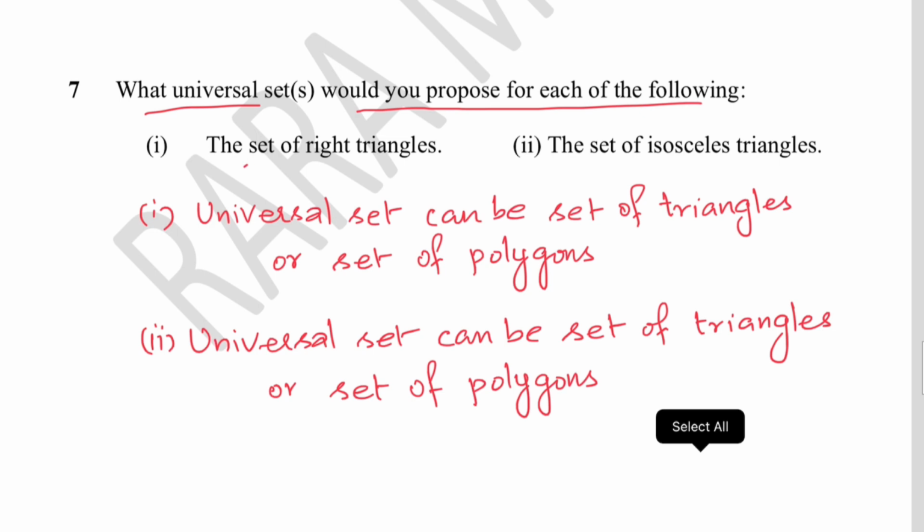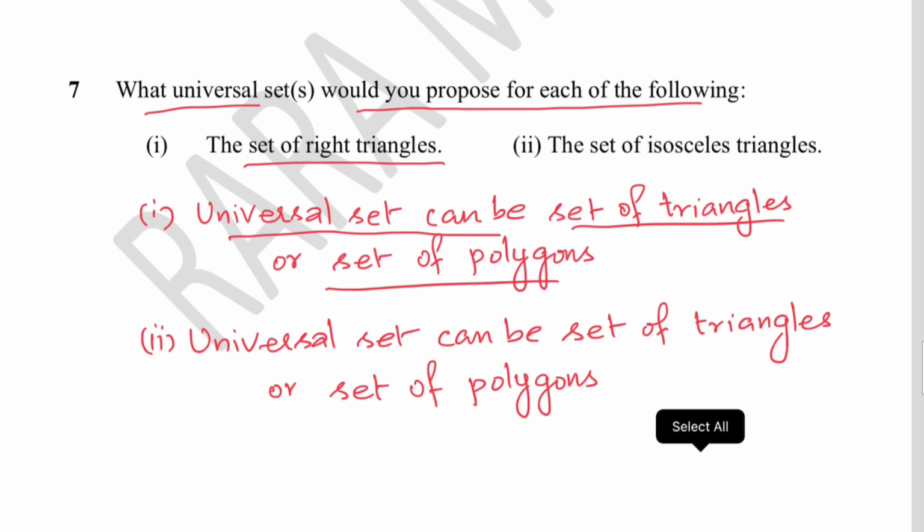So, what universal set would you propose for each of the following? Question number 7. The set of right triangles. Obviously the set of right triangles is a part of the set of triangles. Therefore the universal set can be the set of triangles, or you can say the set of polygons. Polygon means many-sided figures, so it can be said like that. There are different types of triangles: equilateral triangle, isosceles triangle, scalene triangle, right triangle. So a right triangle is a part of it. Therefore you can say the universal set of right triangles is the set of triangles.